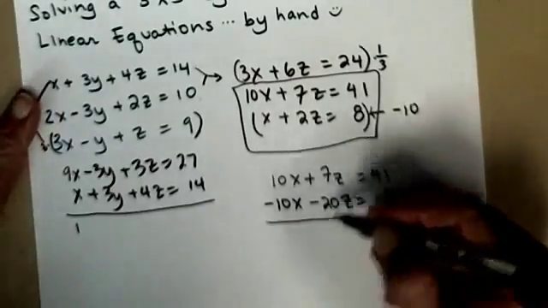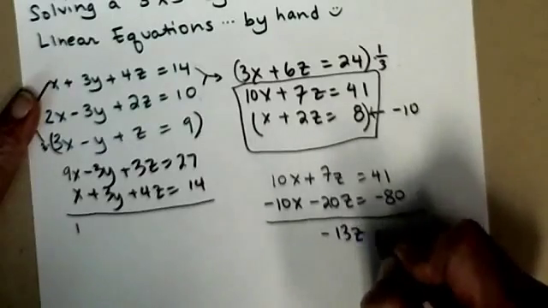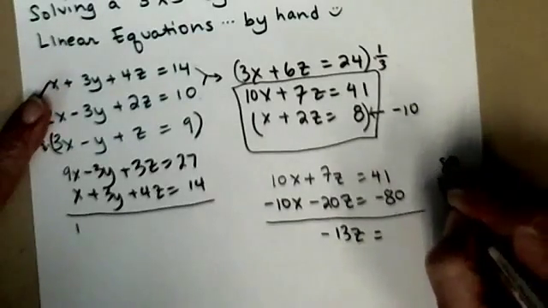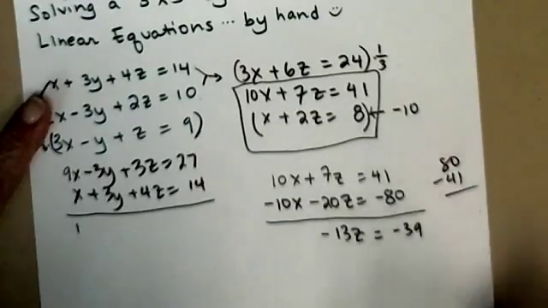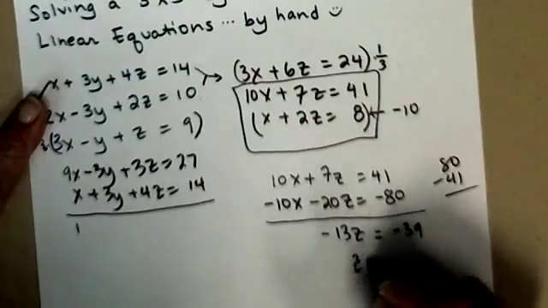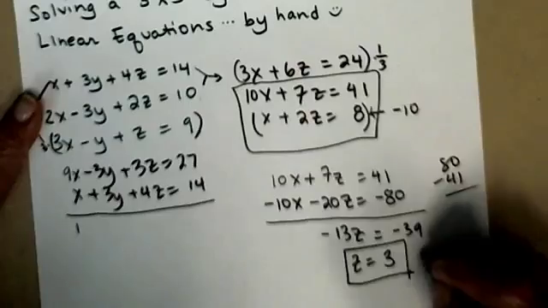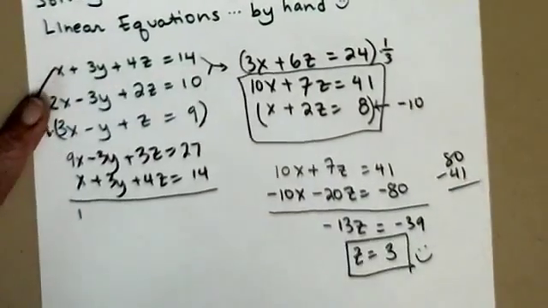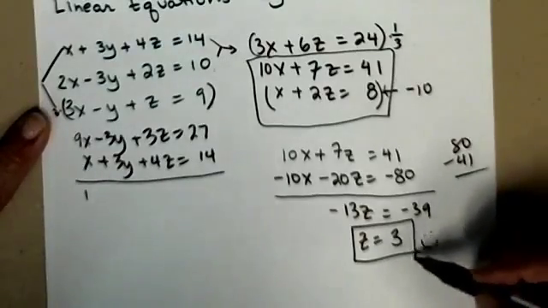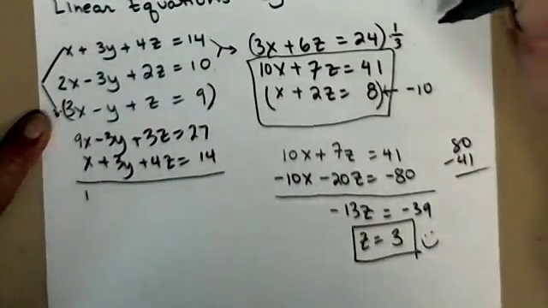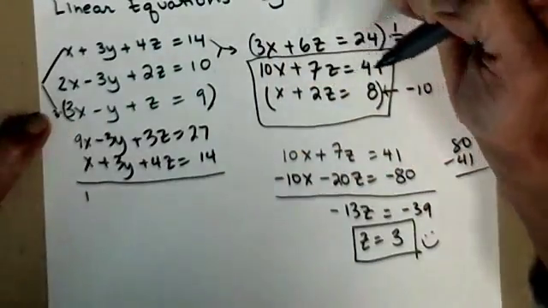Let's see, my x's go away. I'm going to get a negative 13z equals, oh dear, 80 minus 41. Oh, 39, negative 39. And then divide by negative 13. And we get z equals 3. Yay! We're a third of the way there. Actually, we're more than a third because we've done most of the heavy lifting. Once you have one of your variables' values, you can just work your way back up through your equations to find the other two variables.